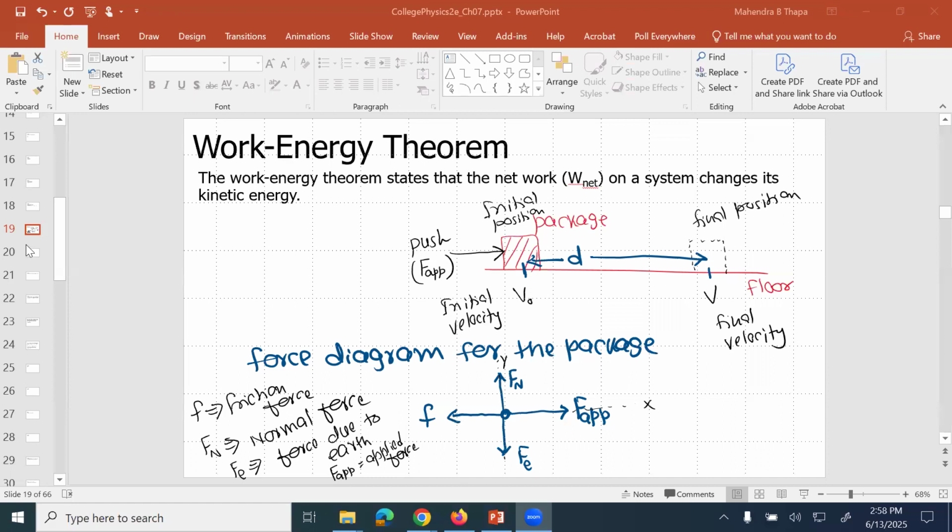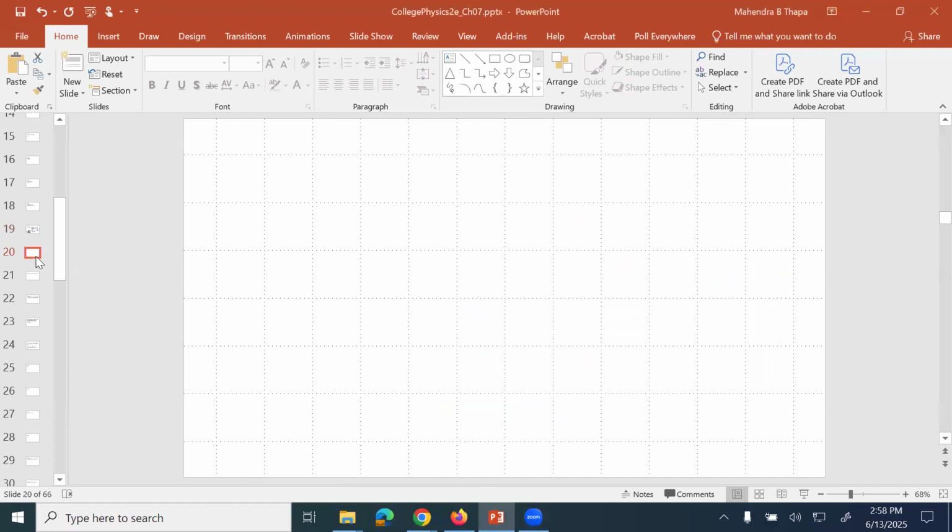Now, if I consider my coordinate system as up positive, down negative, left negative, and right positive, I could write net force F net along the x-axis. We have two forces along the x-axis: F applied is plus and friction will be minus, based on this picture.